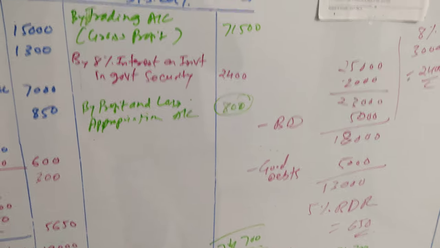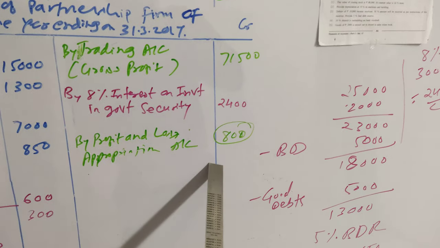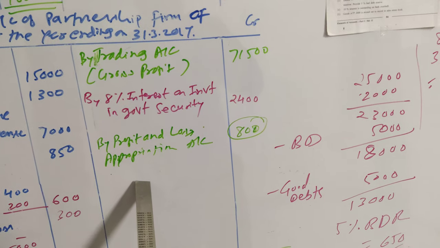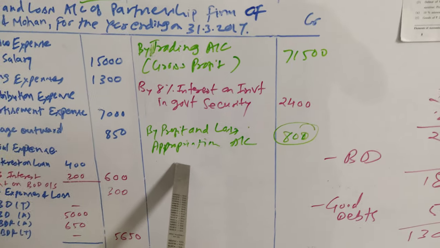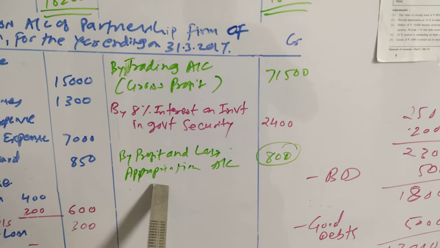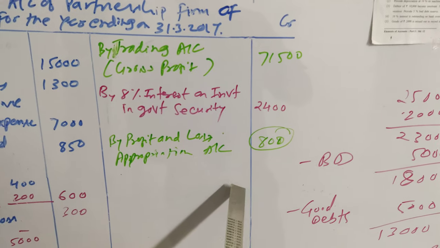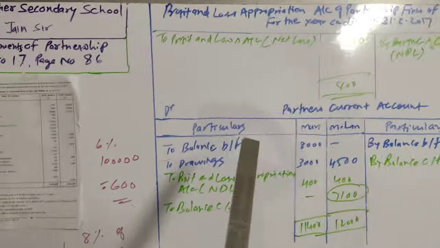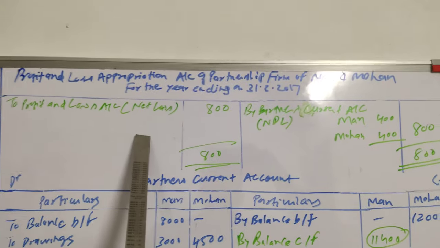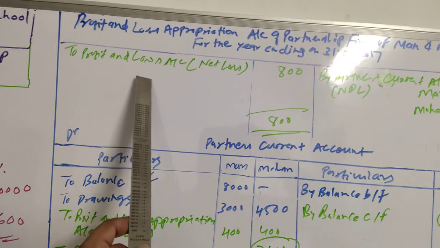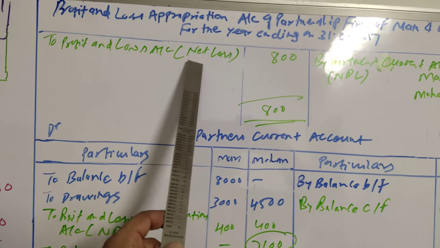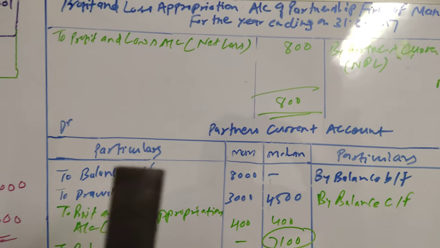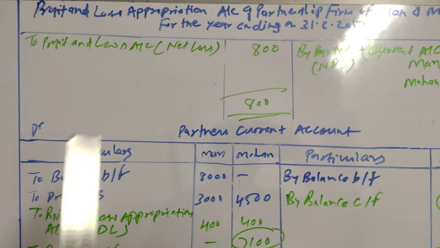74,700, both the side we will write, and the difference amount 800, profit and loss account. Profit and loss appropriation account. This 800 will be transferred to profit and loss appropriation account. We can see here in profit and loss appropriation account, debit side to profit and loss account, net loss. This is the net loss. We have brought it from profit and loss account.